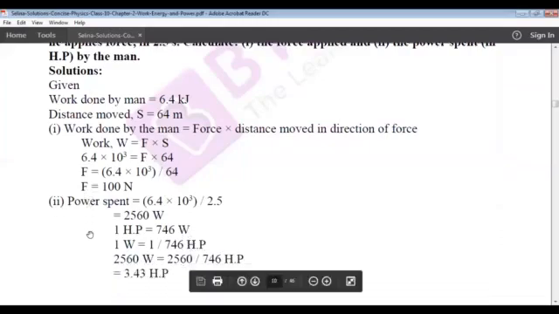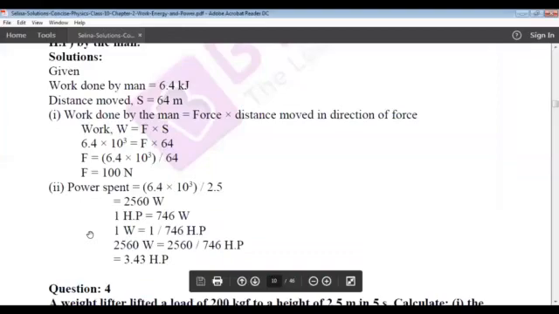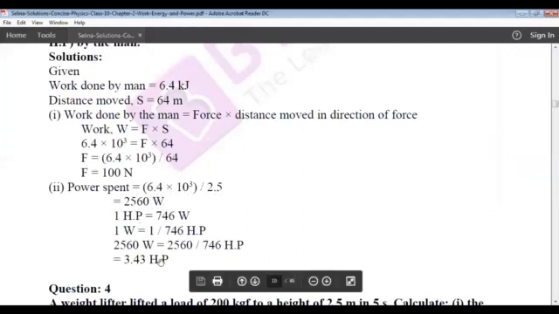Second one, you need to find the power spent in HP. How will you find power? It is work done divided by time. So work done is how much? 6.4 × 10^3 divided by 2.5. You will get 2560 watt. But you need to convert this answer in terms of horsepower, that is HP.